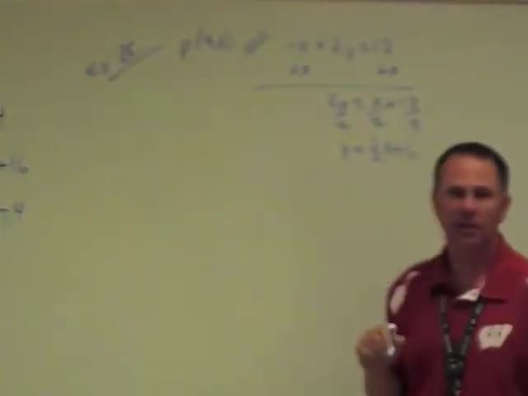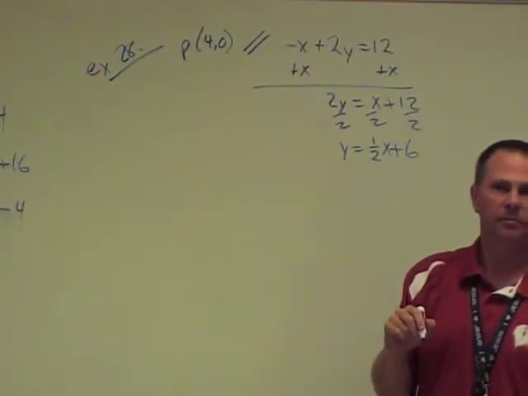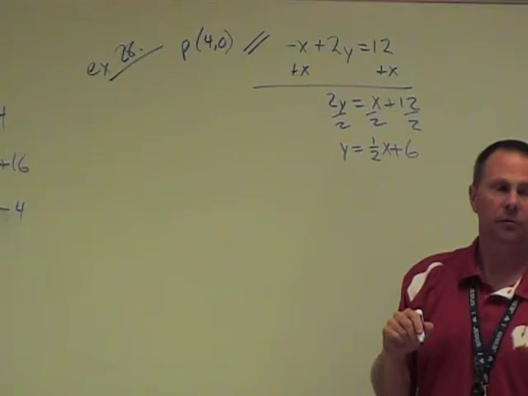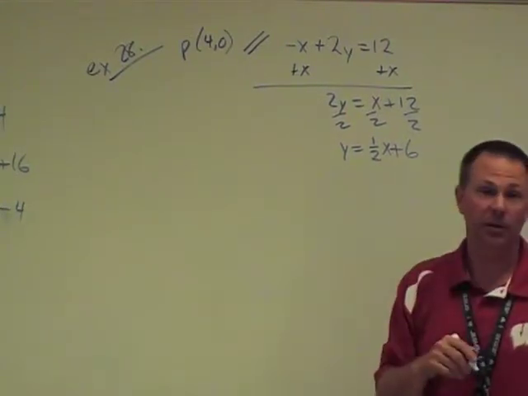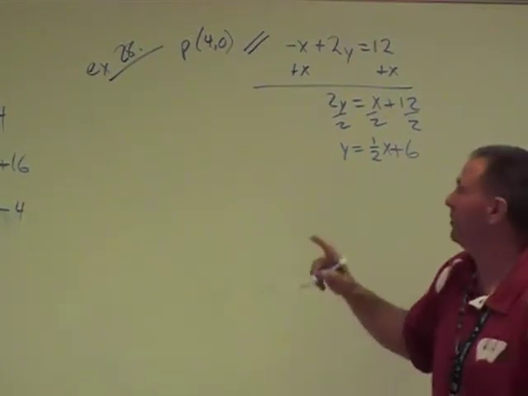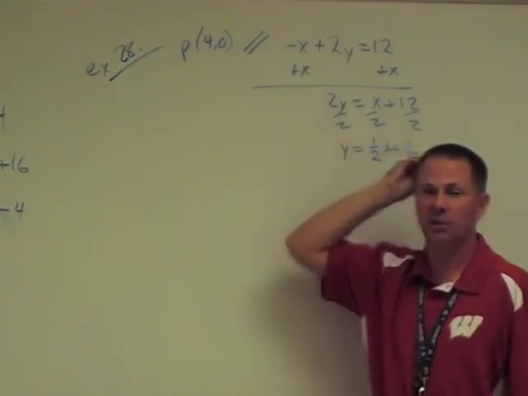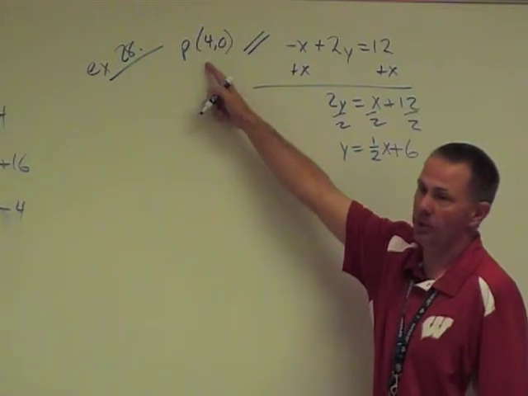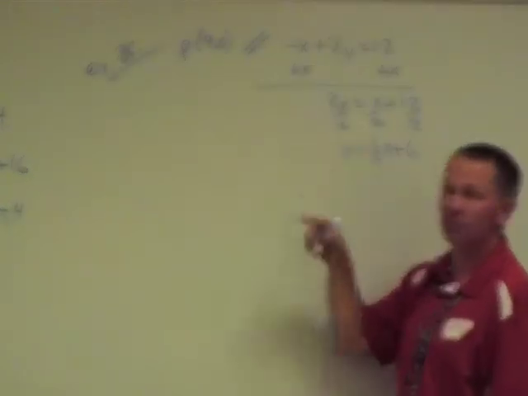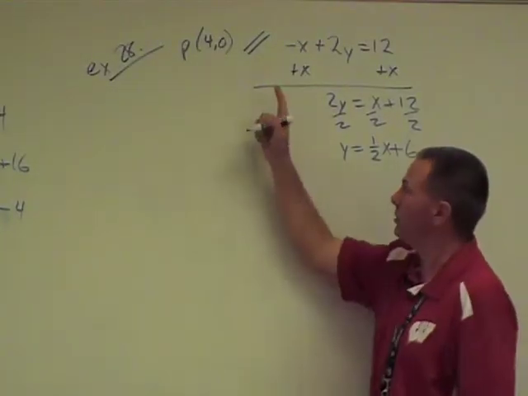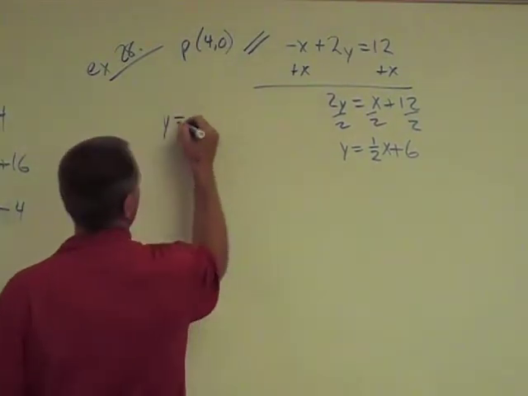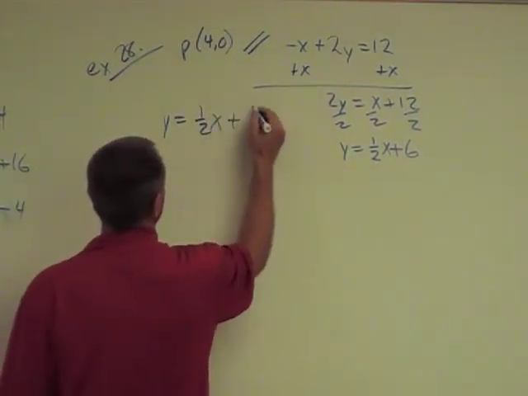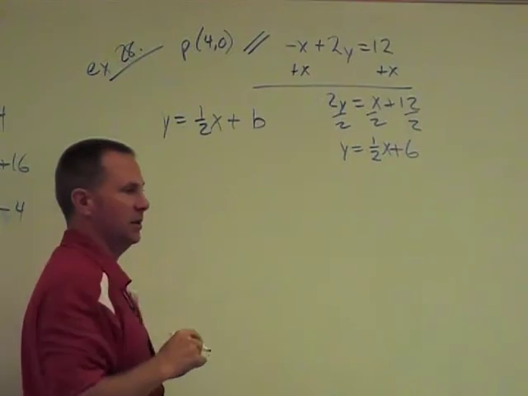Do I need the 6 for anything? Well, it's the intercept of that line. Do I really care? The only reason I want this equation is to get the slope. If the line going through that point is parallel to this line, then the slopes are the same, aren't they? So the slope of this line is going to be 1/2 x, plus my y-intercept.